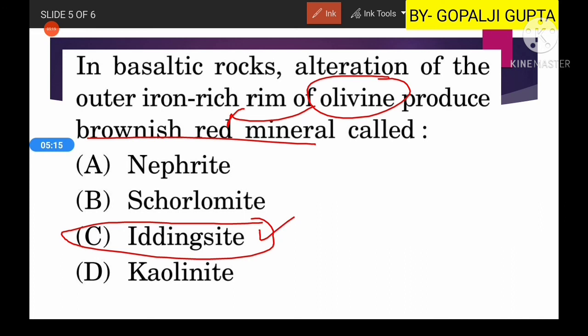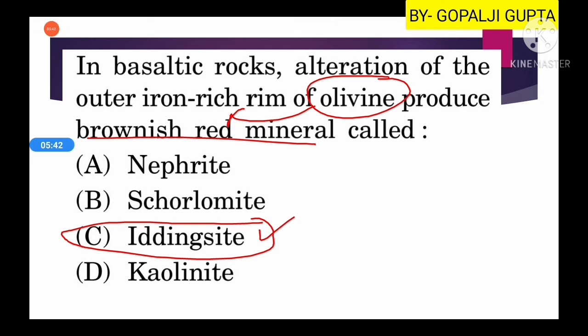Now, when I was doing my graduation at Sagar University, I have seen this iddingsite very well. So if you belong to Sagar University, just walk anywhere in the whole university, you will find basaltic rocks. Just pick up a small piece of rock and you will get the brownish red mineral iddingsite, which will stick to your hand. Okay, so this is your iddingsite.